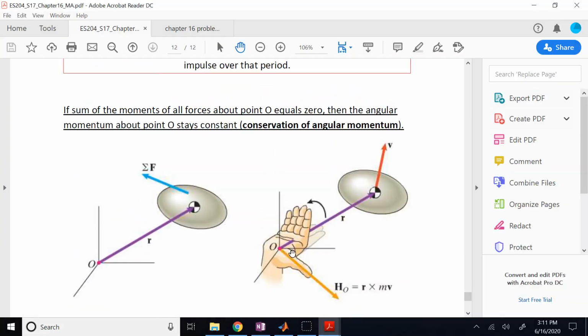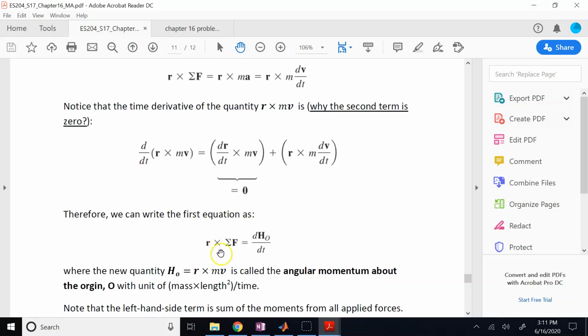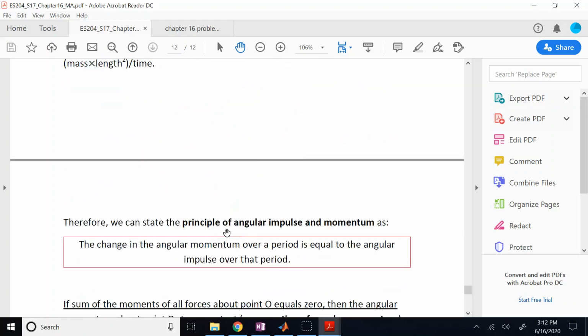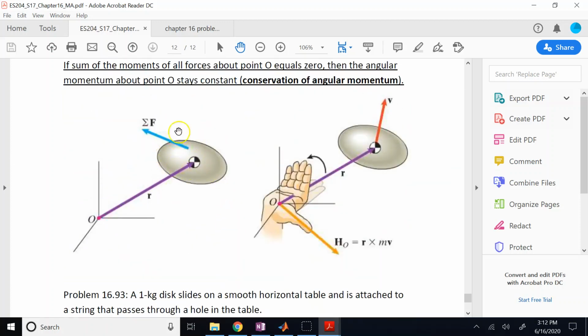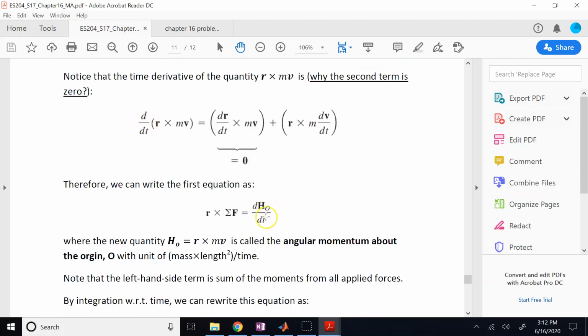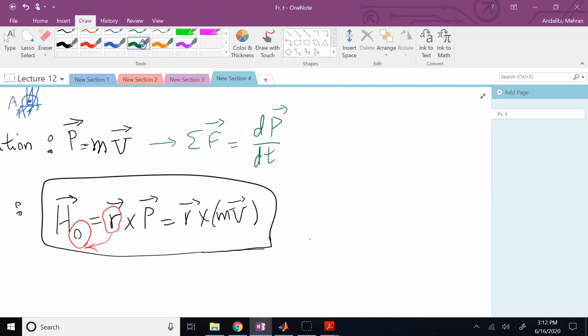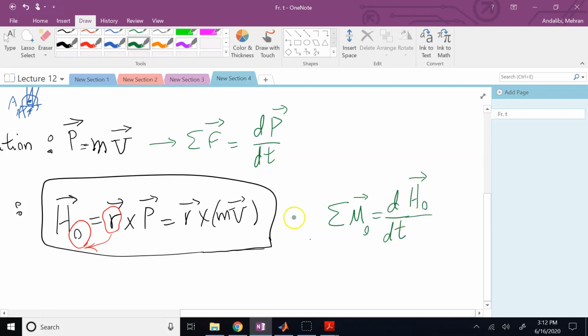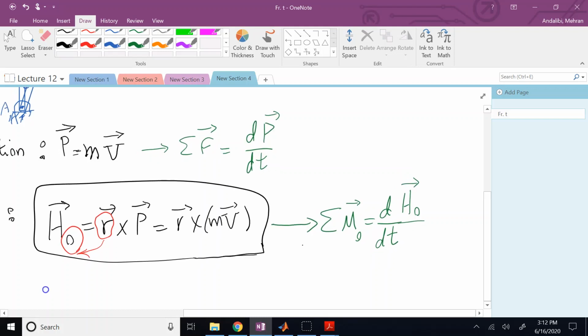Now, what's good about this? We have seen in this proof that the sum of the moments applied with respect to the origin, r cross f, is equal to what? d over dt of H-O. So I can see that the sum of all moments with respect to point O is d over dt of h with respect to O. Do you see similarity here?